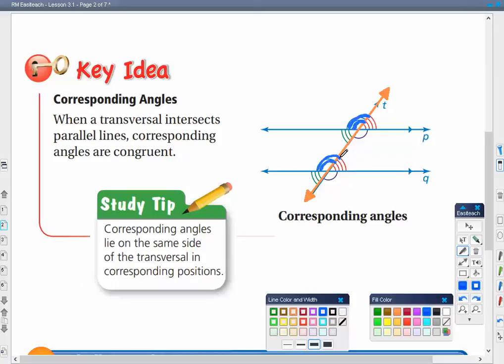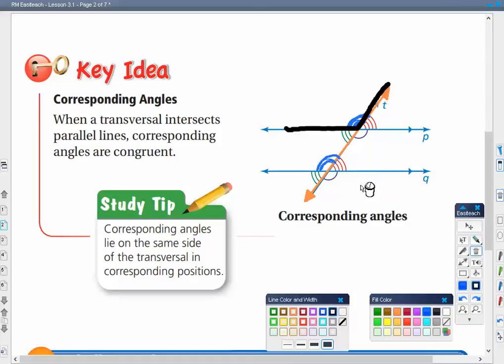And I want to show you, if I trace one of those angles, let me trace this angle here, and now I'm going to click and drag that angle down here. You'll notice it's the same angle, just in a different position. So they're corresponding to one another. They're on the same side of this orange transversal line in corresponding positions.